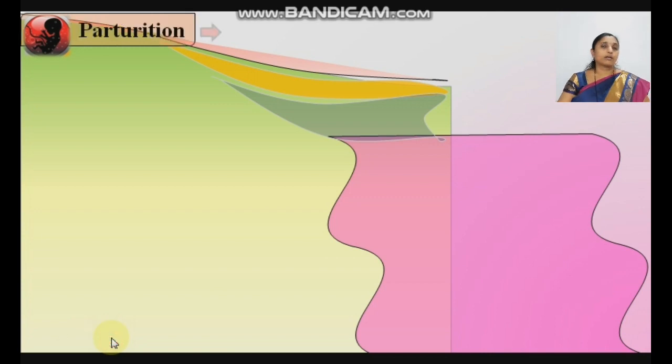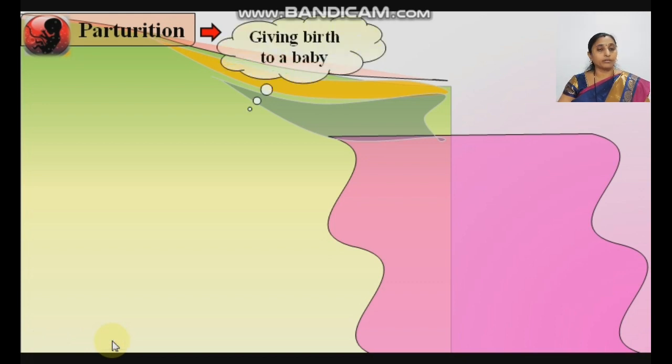Parturition. Completion of the gestation period. After completion of the gestation period, that is 280 days or 266 days from the fertilization, or 280 days from the start of the last menstrual cycle, the baby is ready for birth. What is parturition? Giving birth to a baby is known as parturition.